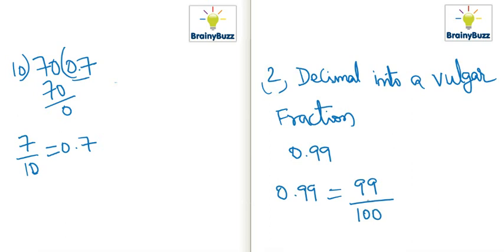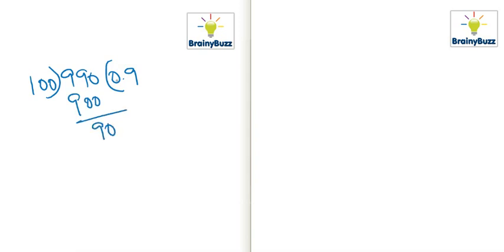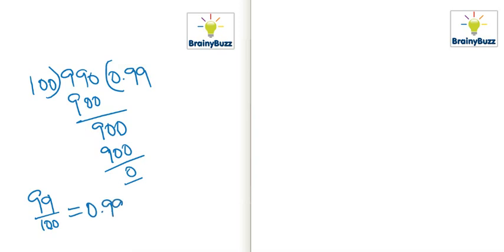Check it once. 99 divided by 100. 0.0. Then 900. 900. Balance 90. And here is the point, so we can put another 0. 900. 900. 0. Therefore, 99/100 is equal to 0.99.